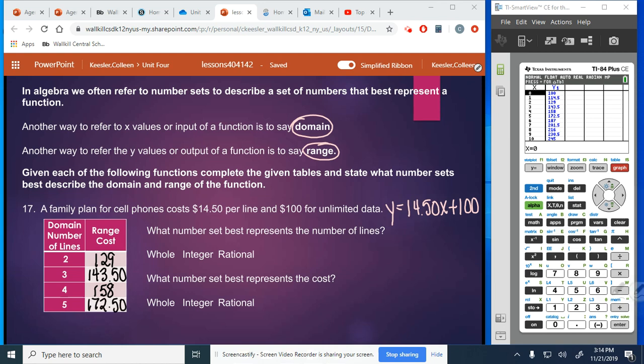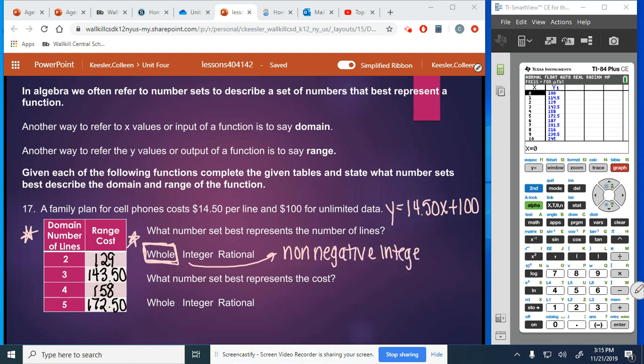So now we're going to use that to answer the questions about the domain and the range. So again, the domain in this case is the number of lines and the range is the cost. So what number set best represents the number of lines? Well, you can only have a whole amount of lines. So the best number set that represents that would be whole. So you want the smallest possible number set that would represent that. And sometimes on the Regents, they will say non-negative integers to represent whole numbers. So that's something you should just keep in mind. Non-negative means just the regular positive whole numbers.